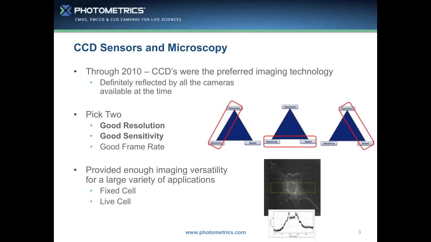The reason for this was simply that they gave you good resolution, good sensitivity, and good frame rate. The trade-off that you typically experienced, unfortunately, was that you could pick 2 of those 3. Typically it came down to resolution and sensitivity, because that's what CCDs were very good at. When it came to frame rate, you came up against a wall. The faster you went, you would either have to trade off the number of pixels or your resolution, or the amount of noise you ended up with in your images. The faster you went, the noisier your images were. But in general, they provided enough imaging versatility for a large variety of applications, ranging from fixed cell fluorescence out to some of the different live cell applications that you could expect.